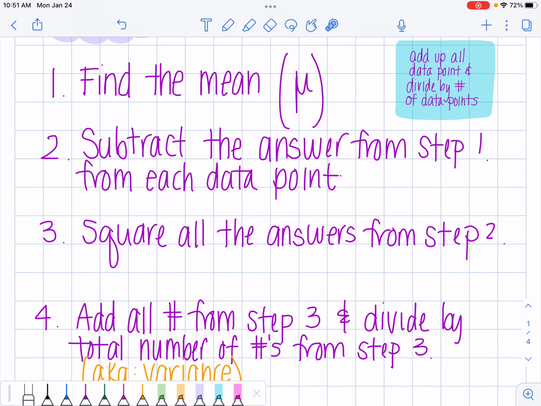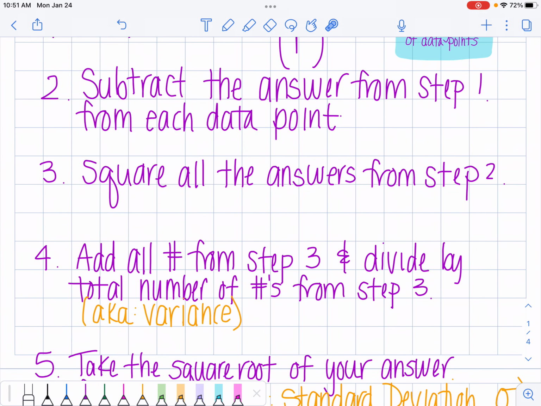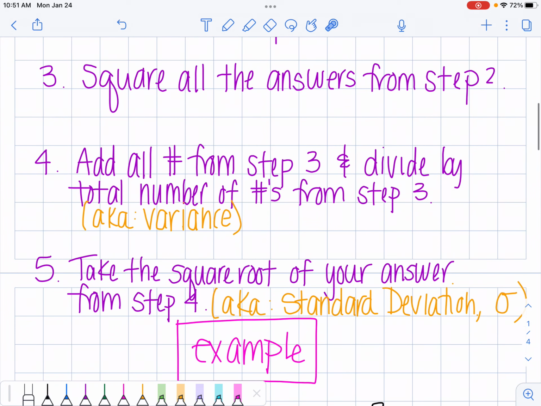And for the next step, we're going to take all our answers from step 3 and we're going to add them all up and then divide by the total number of numbers. That's called the variance. And then the last thing that we're going to do is we're going to take our answer from step 4 and take the square root, which is called ultimately the standard deviation.